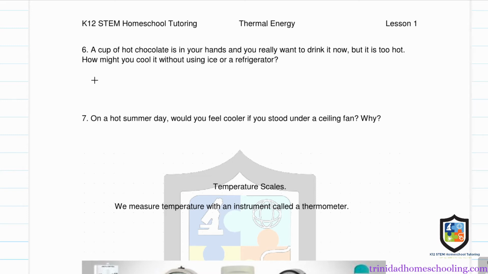A hot cup of chocolate is in your hands and you really want to drink it now, but it's too hot. How might you cool it without using ice or a refrigerator? So my first scenario that I remember doing is having a container with water. And this could be cold water or room temperature water. But the water must be at a lower temperature than the mug or the cup of hot chocolate or tea. Okay, so this is my cup in my water.